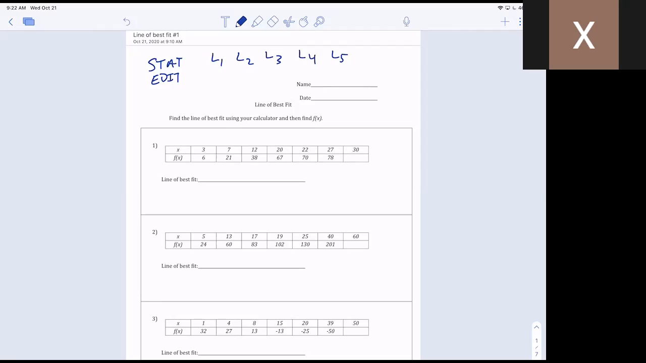In science, there's a huge thing you can do with this also. Right now, L1, I want everybody to understand, is the X, and L2 is the Y. Now, under L1, we're probably going to enter the what? X coordinates, yes. Under L2, we're probably going to enter the Y coordinates.